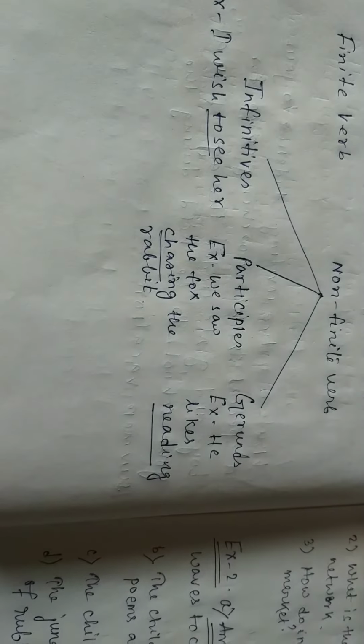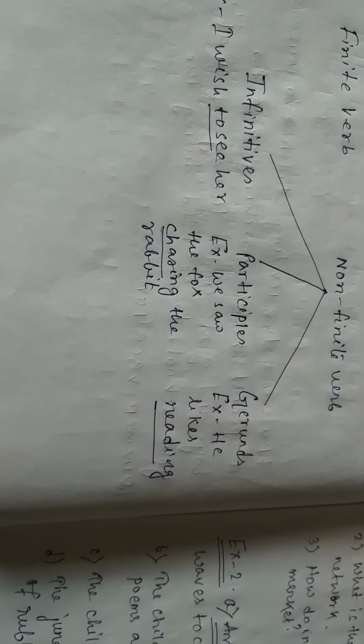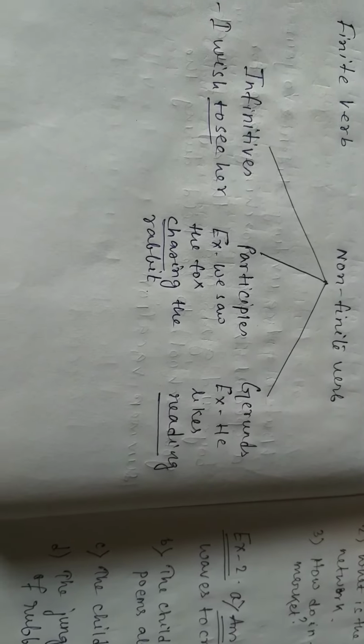Now come to the next example. The magician tried predicting the future. Here predicting is the gerund.